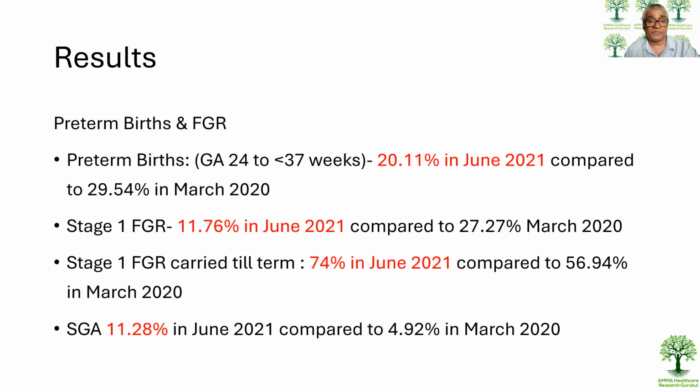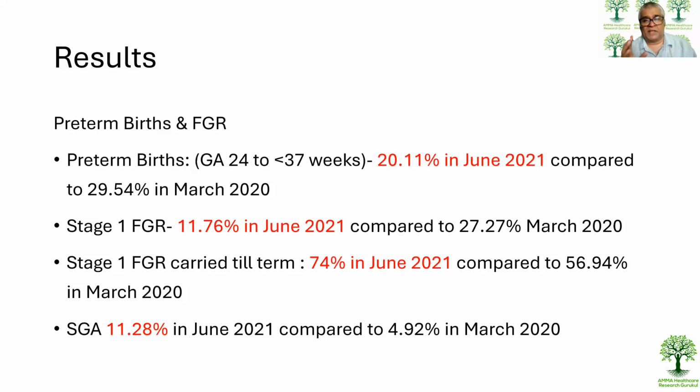And we can also see how small for gestational age baby categorization has increased to 11.28% in June 2021 compared to 4.92% in March 2020. And this shift is a category shift from stage 1 FGR to small for gestational age baby, and is based on the fetal Doppler studies.